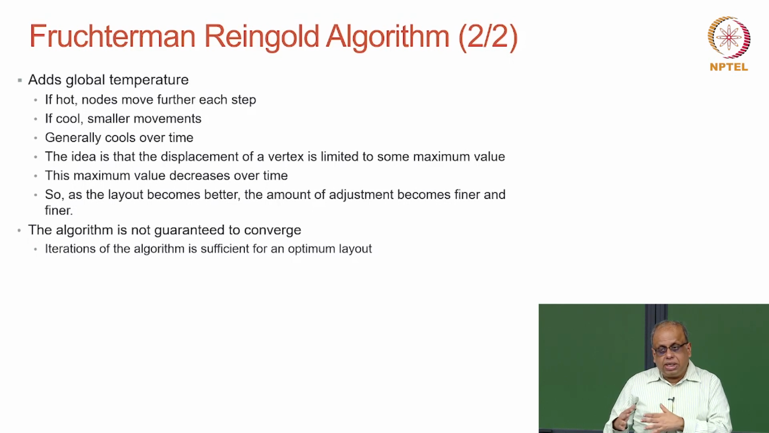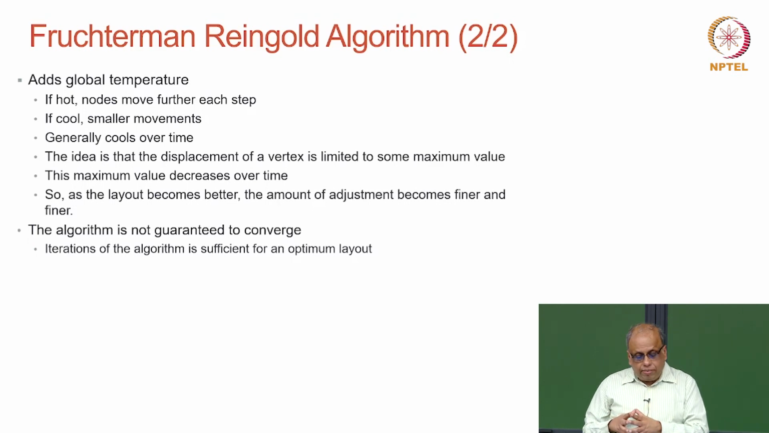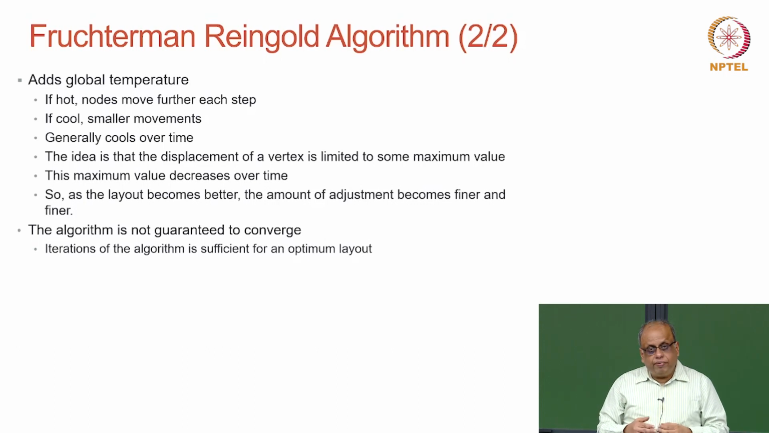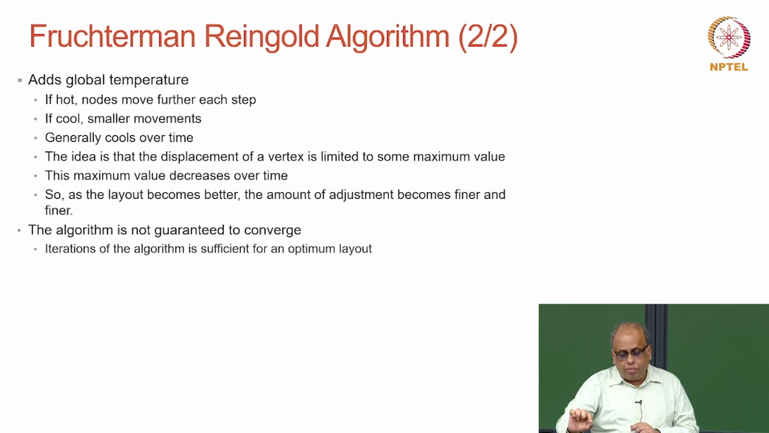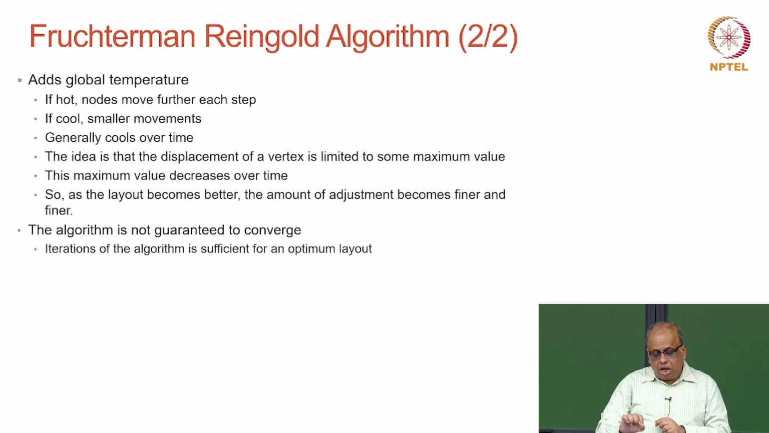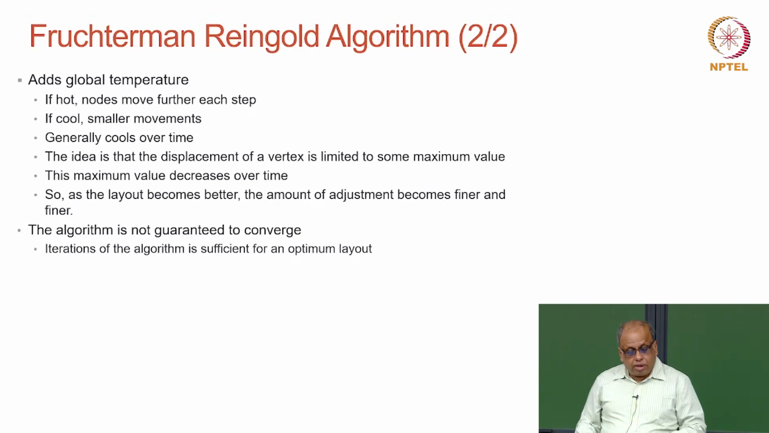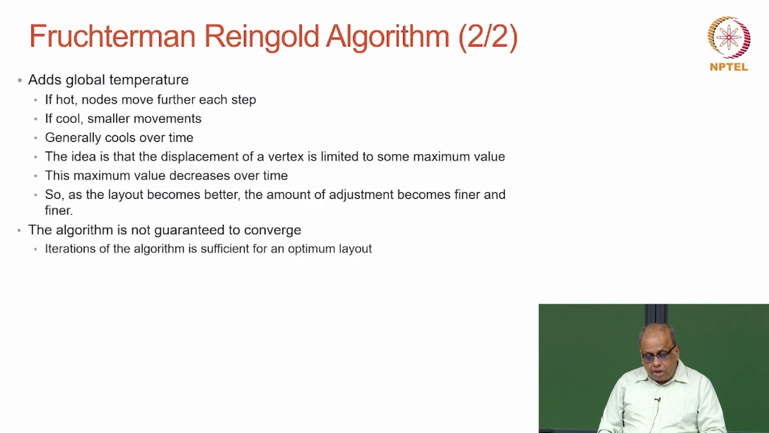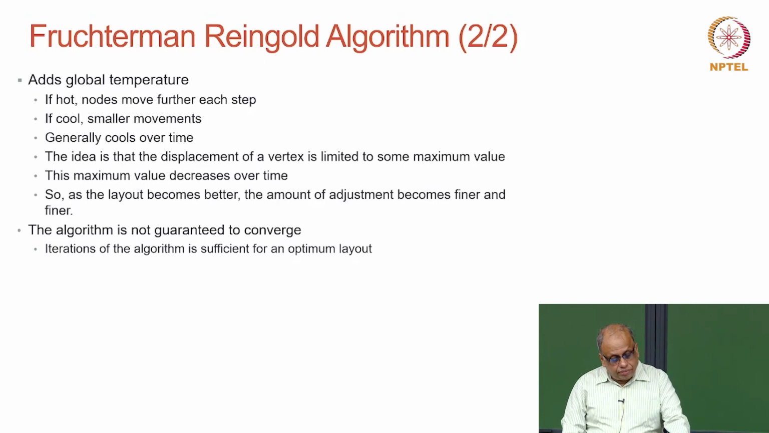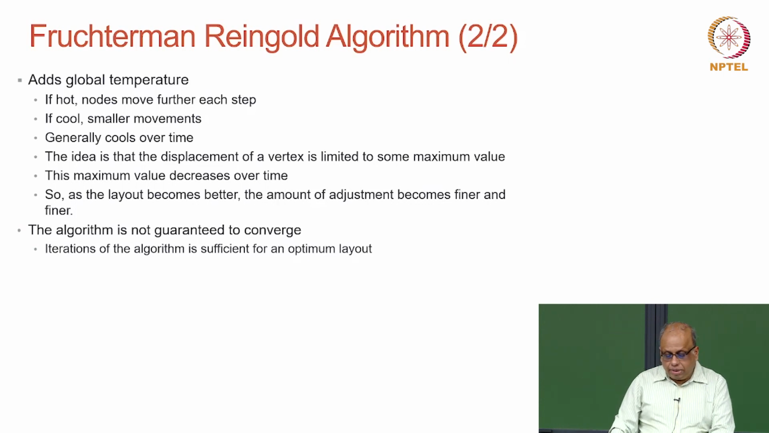But generally, as the nodes are coming to their optimal layout, you reduce the temperature so that the nodes do a little movement. So the node may be already almost in its place. So you just move it a little so that it adjusts a little to create a better layout. Okay. So as the layout becomes better, the amount of adjustment becomes finer and finer. Okay. So that is the Fruchterman-Reingold algorithm.